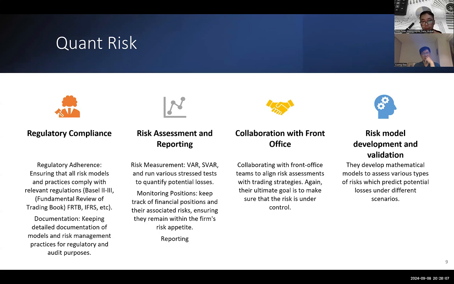In this type of profession, there are many things to mention, and it can change across continents. It's not the same in Asia, it's not the same in Europe or on Wall Street in America. But maybe there are some common things I would like to mention here. The first one is regulatory compliance. It's very important that quant risk care about the risk compliance here. They have to ensure that all risk models and practices comply with relevant regulations.